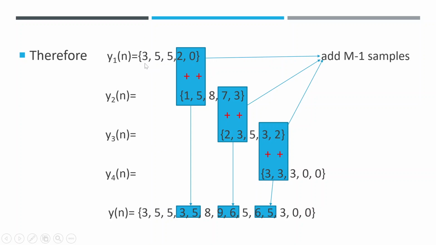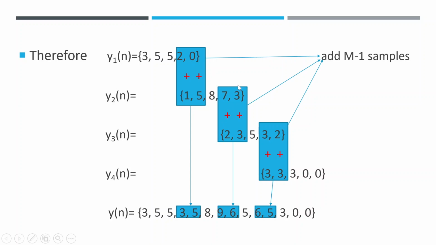Now we have to get the output sequence from these 4 subsequences. Here we write the first 3 samples as they are, 3, 5, 5. Now the last m minus 1 samples of y1 of n and the first m minus 1 samples of y2 of n overlap. M is equal to 3 and m minus 1 samples are 2. The last 2 samples of y1 of n and the first 2 samples of y2 of n should be added, and their result will be written here. Here 2 plus 1 is equal to 3, 0 plus 5 is equal to 5, and this 8 will be written as it is.